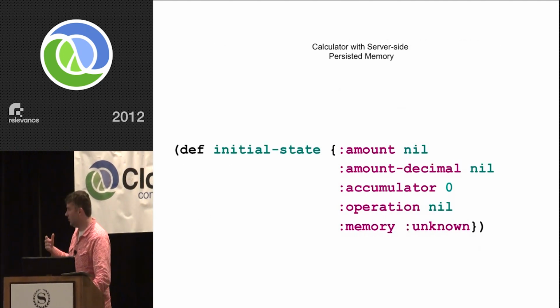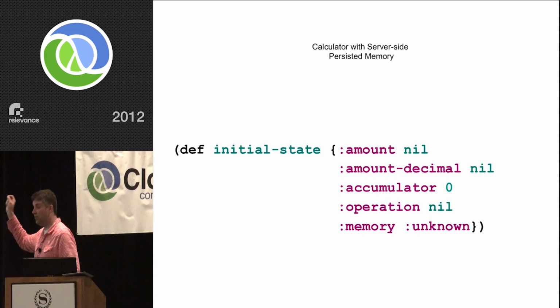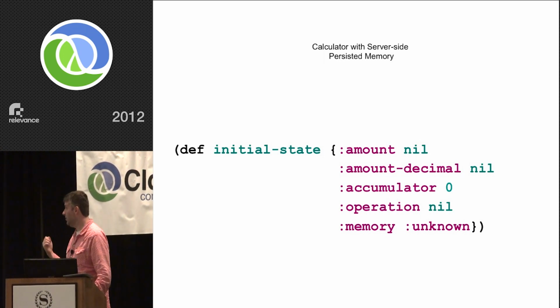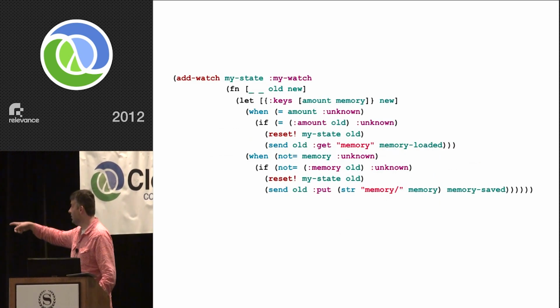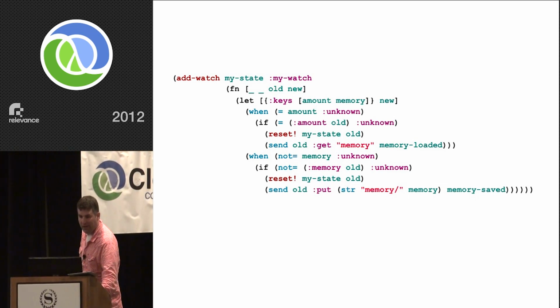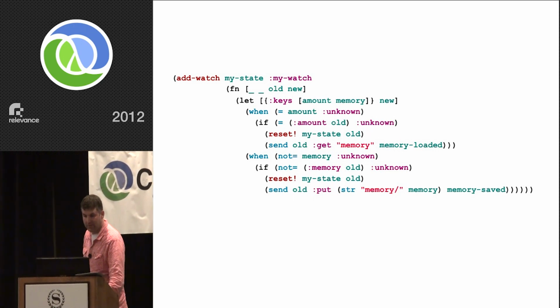So I created a calculator with persistent memory, and the only way the program differs from the previous program is that I set the memory, instead of setting it to 0, I set it to unknown. So this is like a little bit of corruption in our program. If we try to read that memory, the amount displayed on the calculator will also be unknown, which isn't a valid number, and so this corruption is propagated. However, I put a watch on the state variable, and that watch checks to see if the amount in the calculator is unknown. If so, it sends off an Ajax request to get the memory that's stored on the server for this calculator.